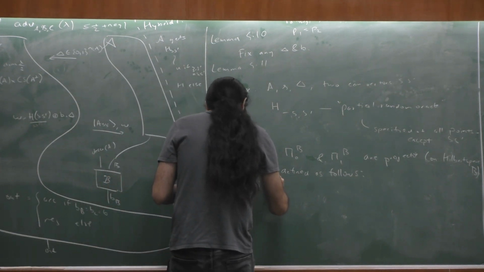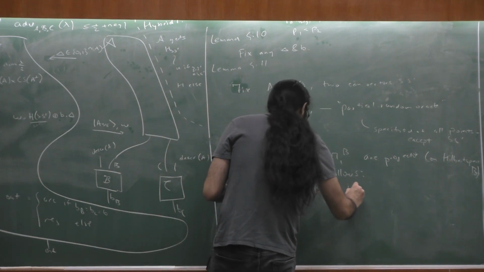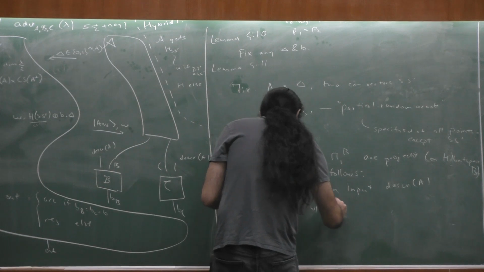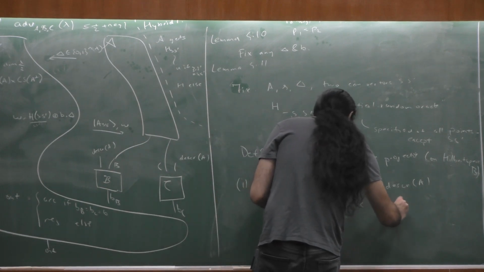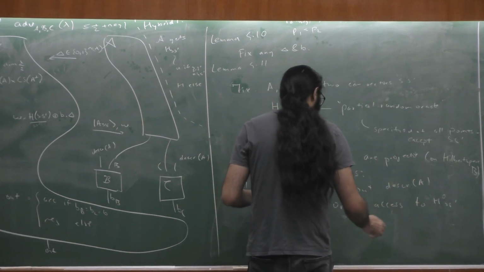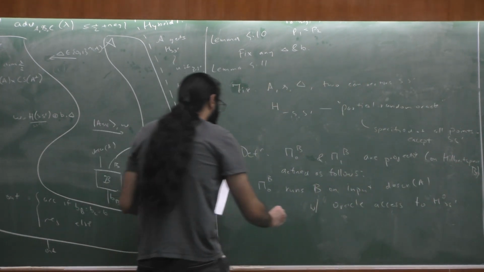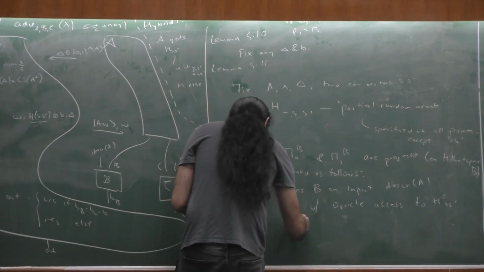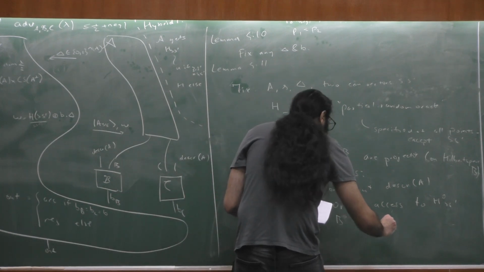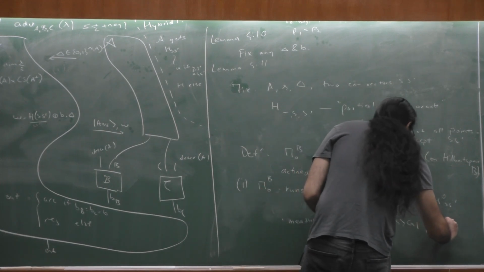So the projectors are as follows. P0B runs algorithm B on input the description of A with oracle access to H0 SS prime. So H0 SS prime is, I think, this one. Okay, so it does this. It measures B using little r and identity minus little r.